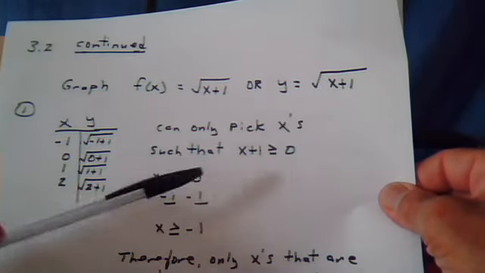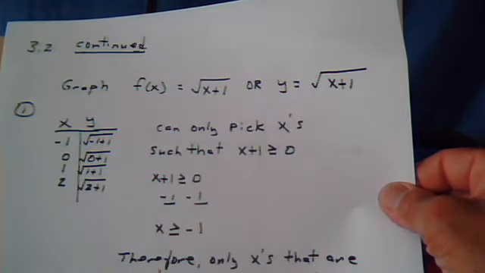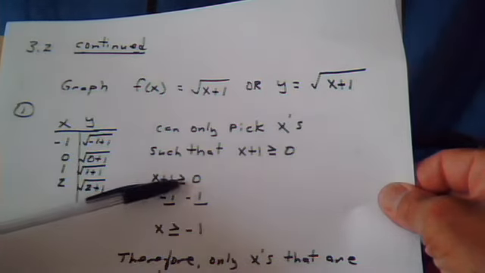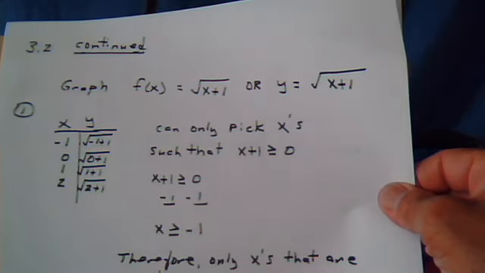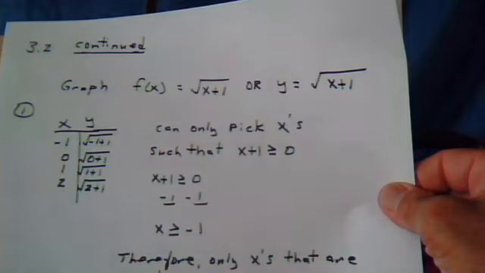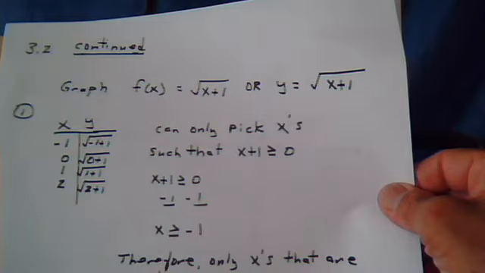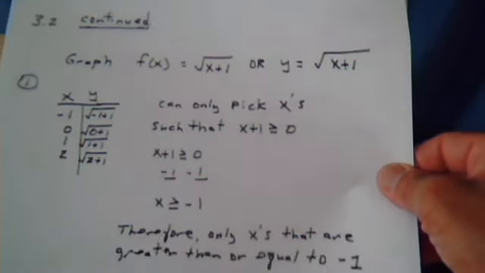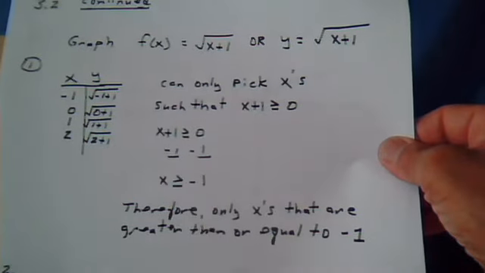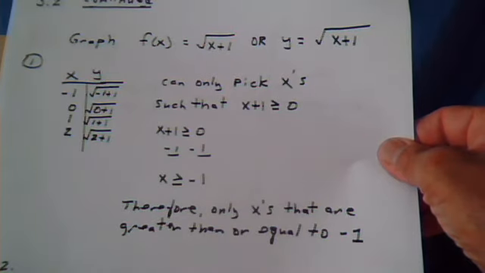Well, what you do is you write x plus 1 should be greater than or equal to 0. Notice the square root of 0 is okay. Square root of 0 is 0. There's nothing wrong with that. But you want it to be either 0 or positive. Remember, greater than 0 is another way of saying positive. So solve this inequality, and this will tell you what the x's can be. So whatever x you pick should be greater than or equal to negative 1. And if you stay in that group of x's, there will be no problem with the square root. Therefore, only x's that are greater than or equal to negative 1 can be picked.